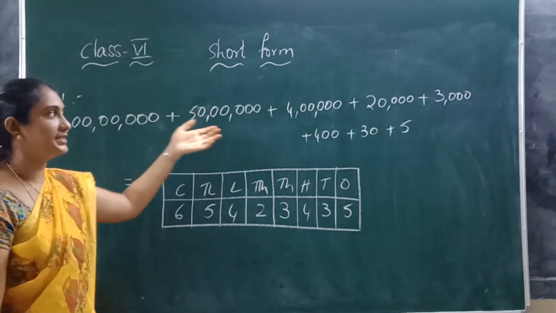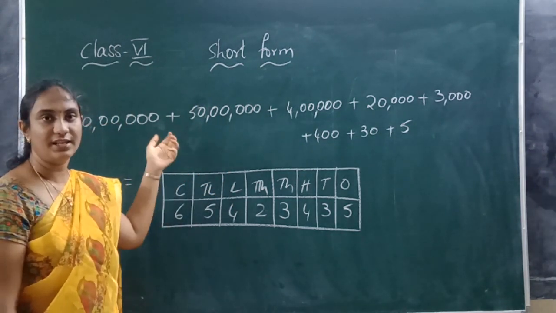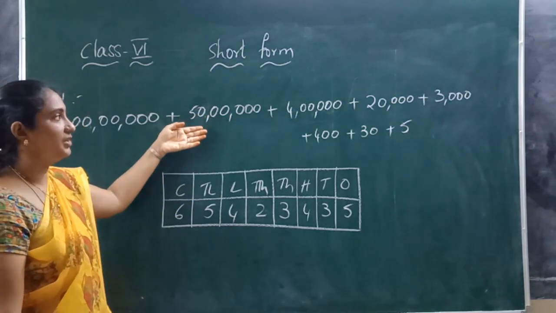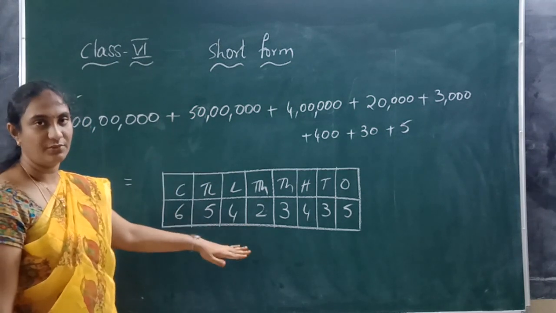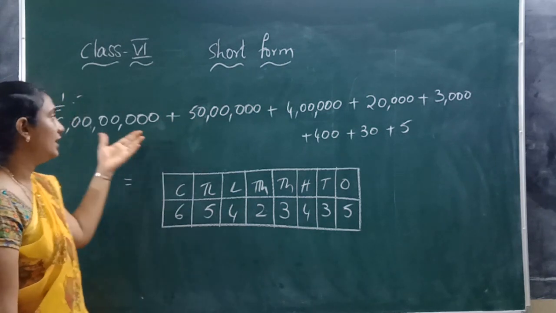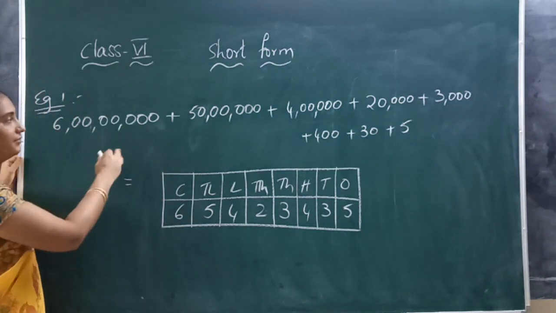Here they have given the expanded form. By seeing the expanded form, we have to convert it to short form. Now, let us see. Here they have given one number.